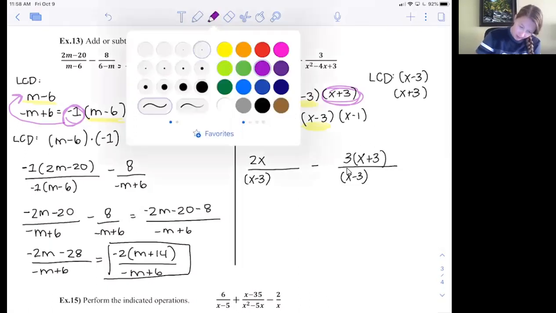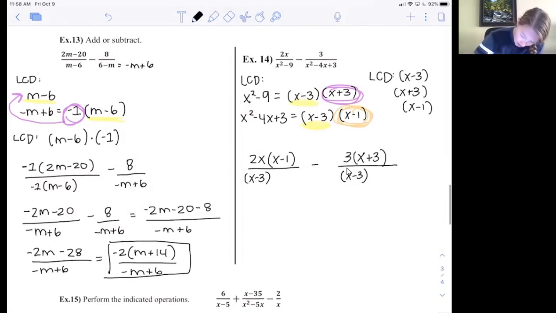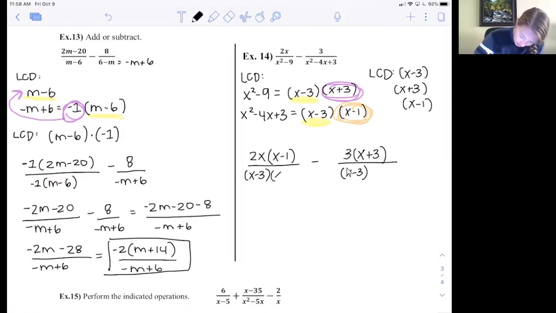And now I've also got x minus 1 that's different. So I know I'm going to write that for my LCD, but then I've also got to times this one by x minus 1 because it doesn't have that. So times by x minus 1. And then my LCD is just x minus 3 times x plus 3 times x minus 1. And it's the same on both because that's what I just found. I found the least common denominator, so my denominators could be the same.